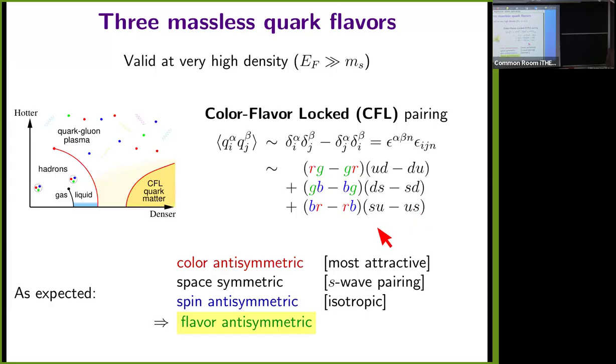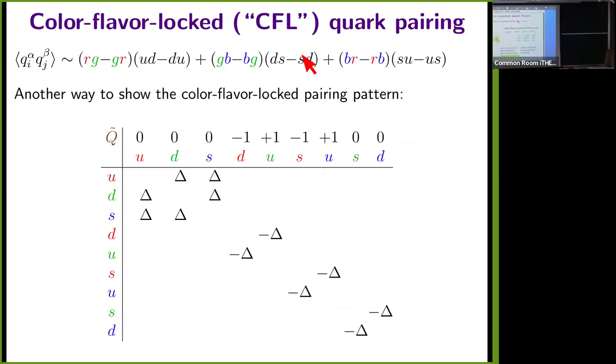So the key point here is that the most favored forms of Cooper pairing tend to involve Cooper pairs of two different flavors. Okay? All right, so with that in mind, let's now move ahead and suppose that we try to be a little bit more realistic and say that we don't have three massless quark flavors. So, this is another way of looking at that pairing pattern. You can write it as a matrix in color flavor space, but that's just for fun, kind of.